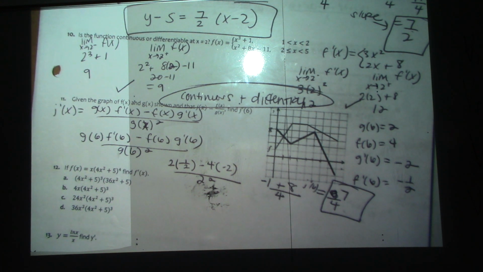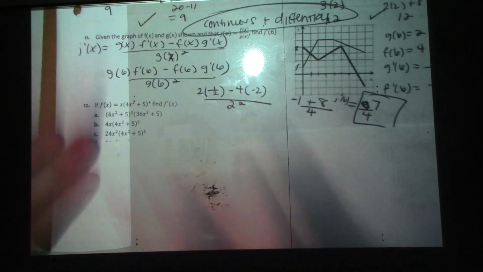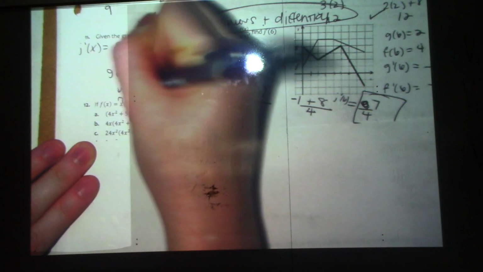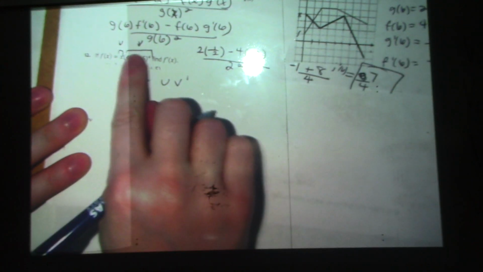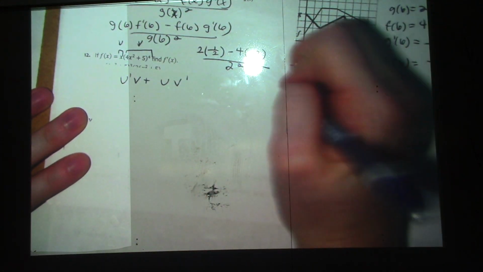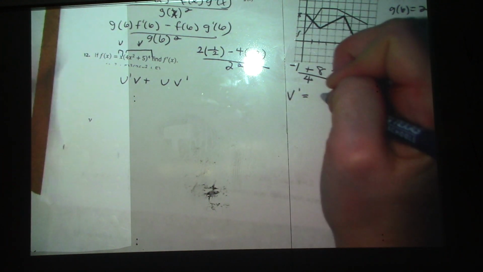So what I did is I labeled the first function, the x, as my u right here, and then this one as my v. Because it's product rule, I know I'm going to do u prime v plus u v prime. Now u prime gets a little bit complicated because I've got nesting functions, so I'm going to go off to the side and say, okay, u prime, or v prime, sorry, is just this guy right here.